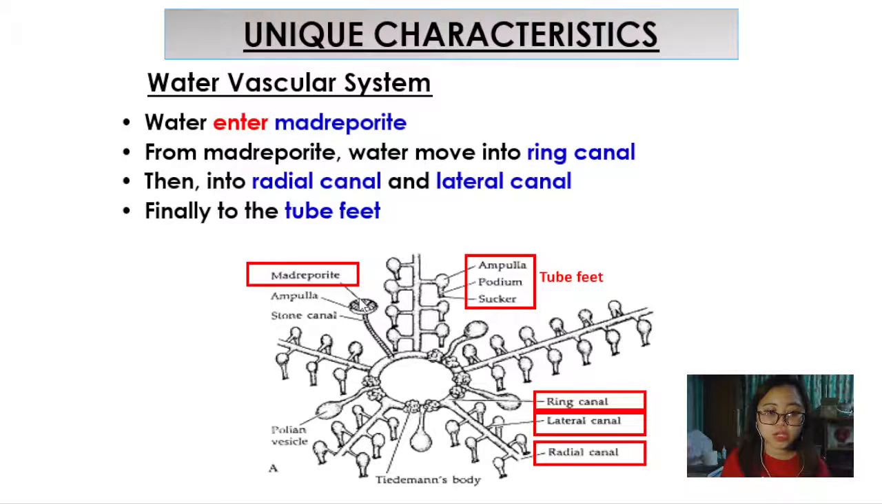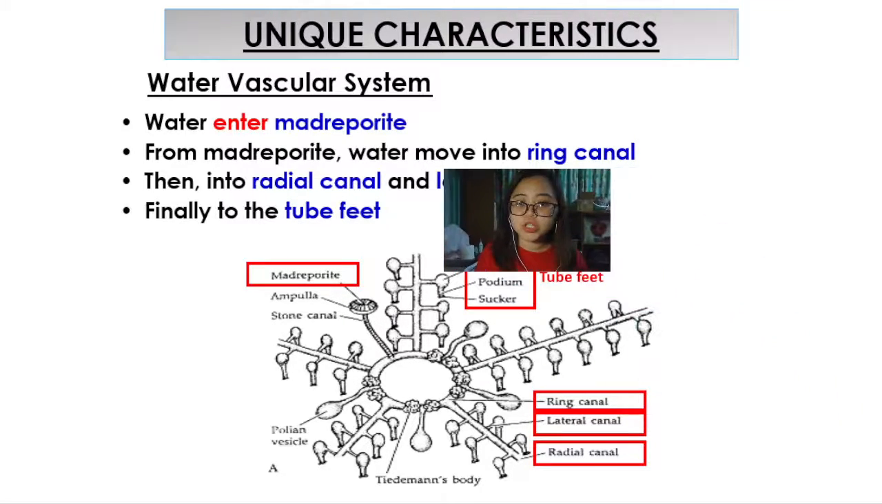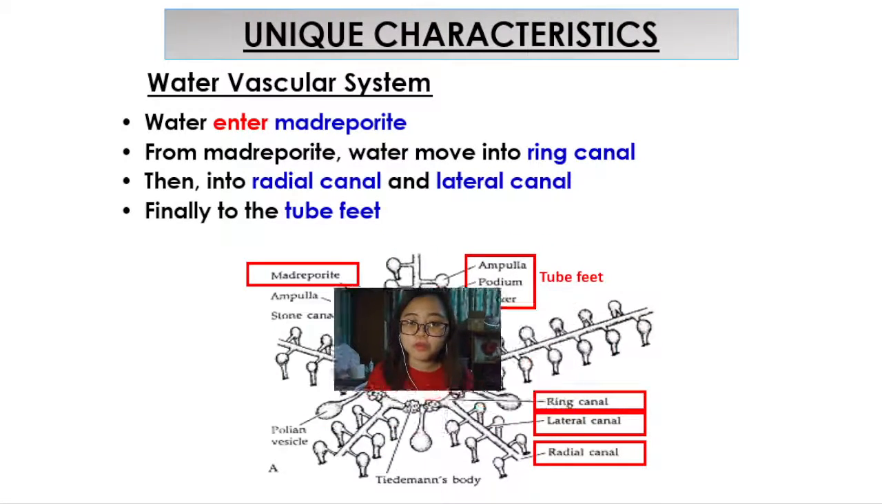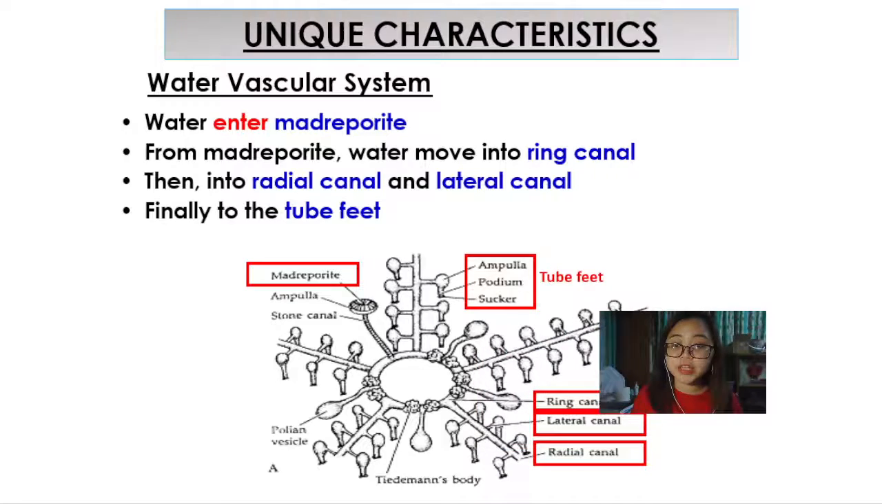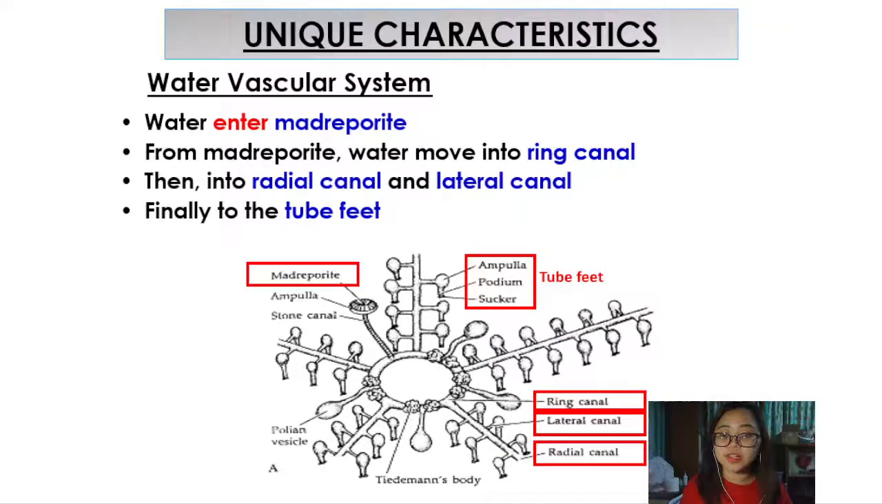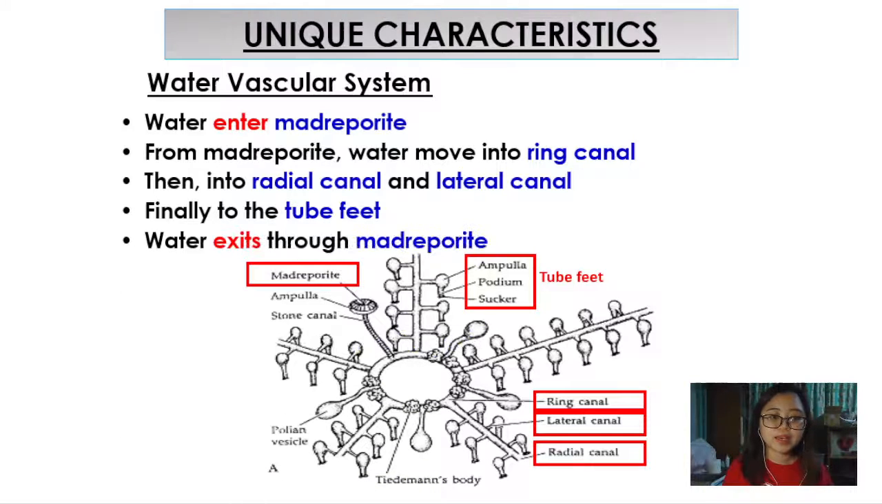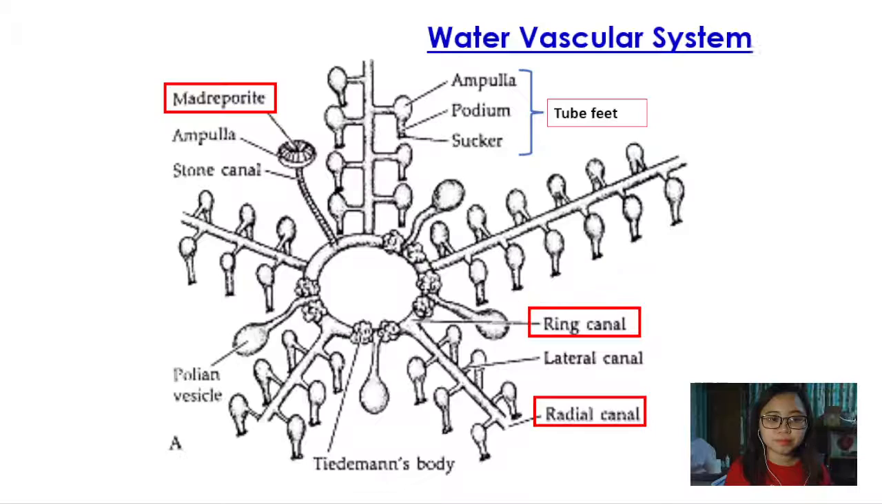So water goes in from here. Water goes in from the madreporite into the ring canal, from the ring canal, out through the radial canal, to the lateral canal, and at the end here is the tube feet. After that, water will cycle back and exit through the madreporite again. So dia akan keluar masuk melalui lubang yang sama.